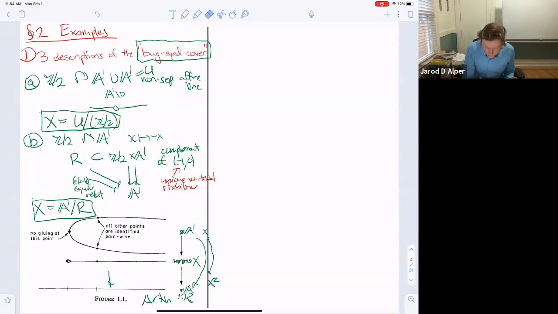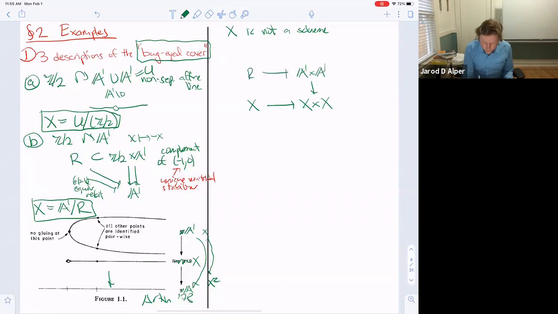So I'm just going to quickly remind you that this X is not a scheme. Because if I take the diagonal, what we know is that we have this Cartesian diagram. And if I consider a further fiber product where this map sends z to minus z, you realize what this fiber product is: there's the pair z, minus z for z non-zero, and this disjoint union, the unique element over zero.